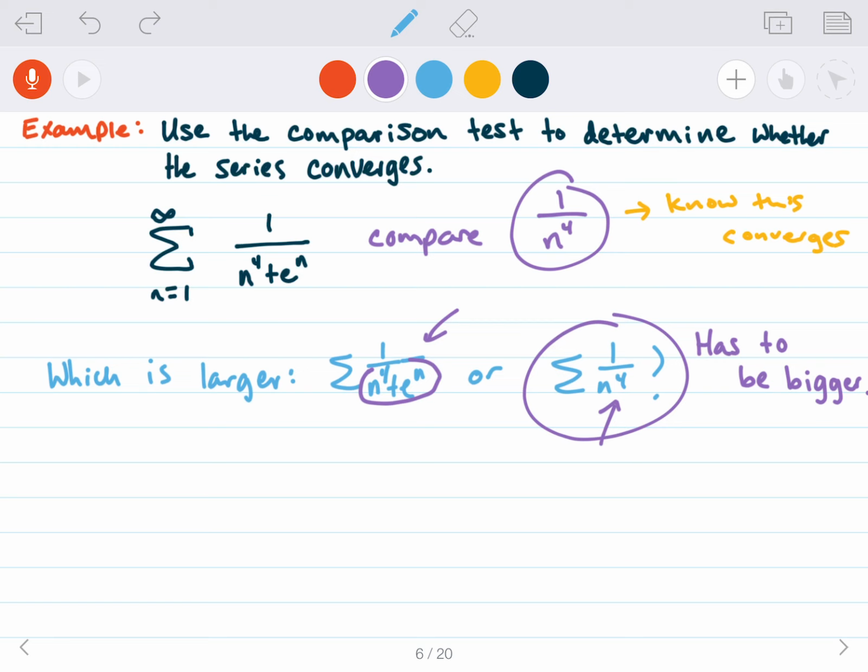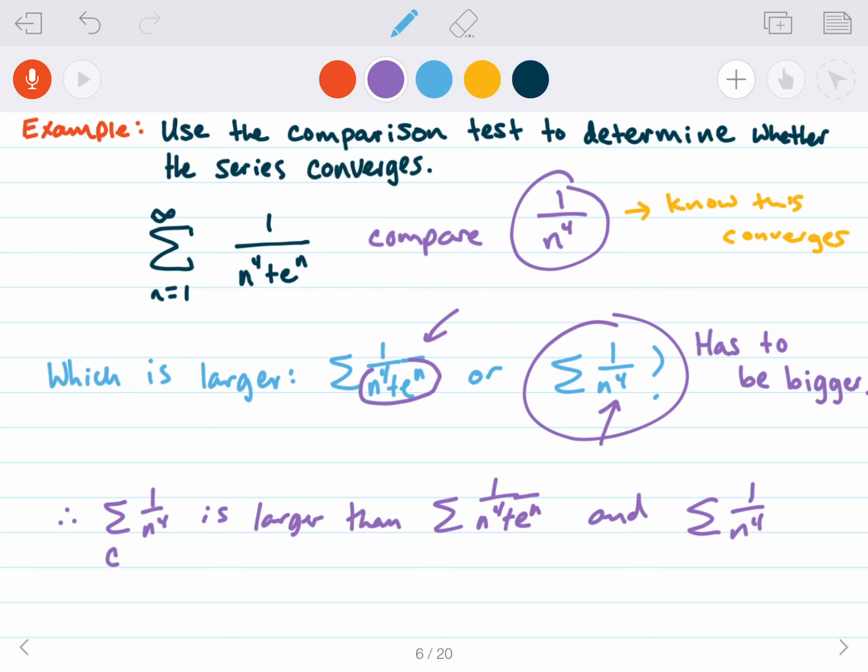So we know that this thing converges, right? So the sum of 1 over n to the 4 is larger than the sum of 1 over n to the 4 plus e to the n, and 1 over n to the 4 converges. So since that thing is larger than this guy and it converges, this thing has to converge too. How could it diverge to infinity? How could the sum be infinity if it's smaller than something that converges? And that's our answer here. This thing converges. All right.